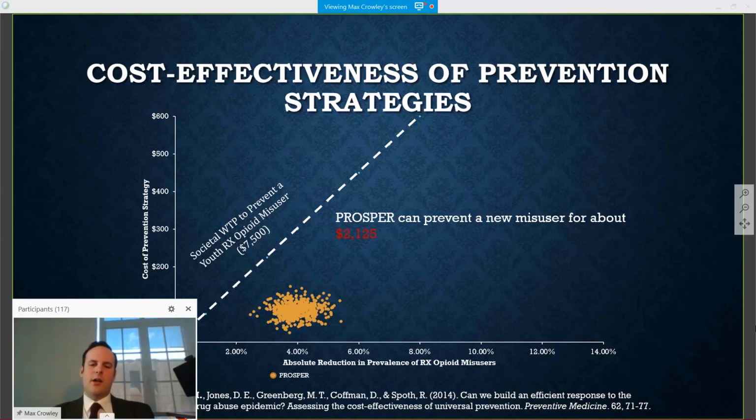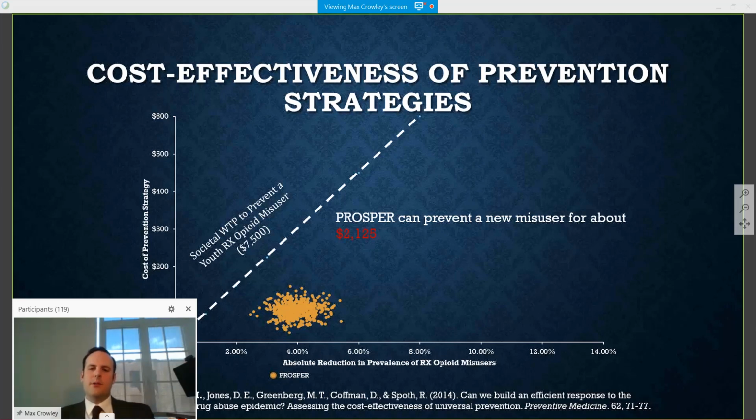And then we went on to think about the cost effectiveness to prevent a youth from becoming a prescription opioid misuser. So first, common cost effectiveness analyses, for instance, look at willingness to pay threshold. So an established willingness to pay threshold in the literature for a prescription opioid misuser in adolescents is often considered to be around $7,500. This is just one willingness to pay threshold. Of course, there's other ways to define this.